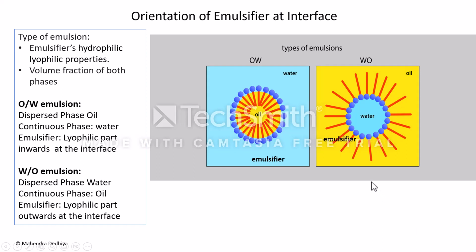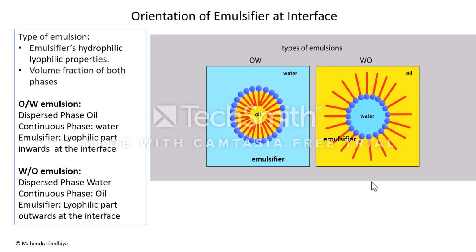Orientation of emulsifier at the interface is extremely important. It defines the type of emulsion. The properties of the emulsifier, its hydrophilic, lyophilic property, and the volume fraction of the oil phase and the aqueous phase will define what type of emulsion will be produced.